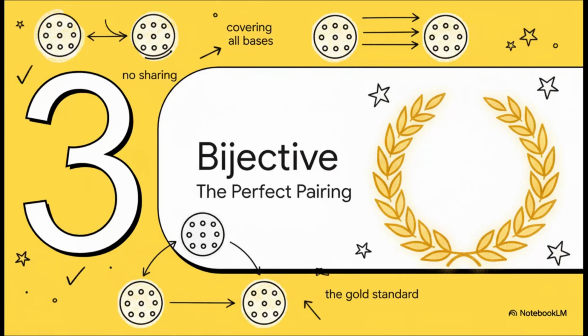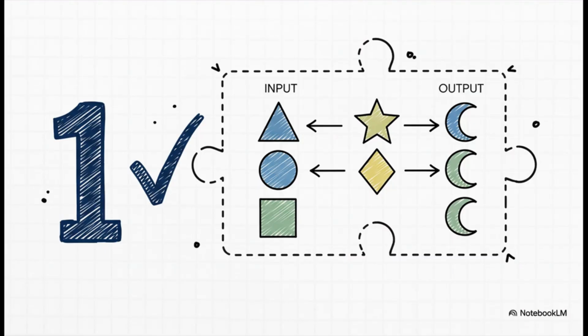Okay, so we've got the no sharing rule and the covering all bases rule. So what happens when we put them together? Well, you get the gold standard. This is what we call the perfect pairing. To get this perfect pairing, we have to start with our first condition. The function absolutely must be one-to-one. And remember, that's our no sharing rule. Each input has to go to its own totally unique output.